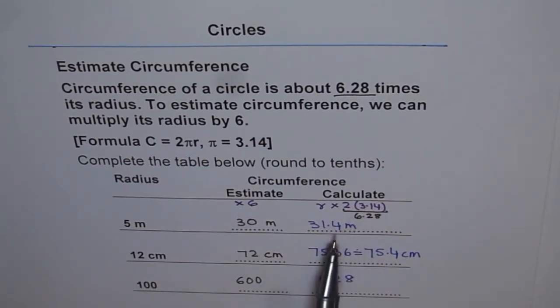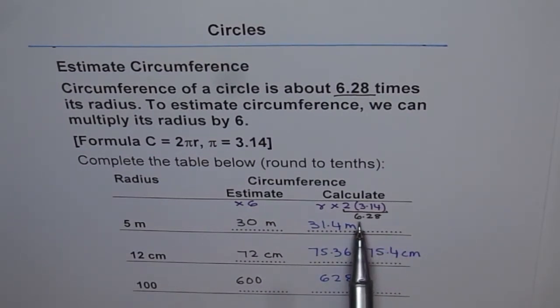Remember, calculated value will be slightly higher because in reality, you need to multiply by pi times 2, and 2 times pi is approximately 6.28, right? So that's how you do it.